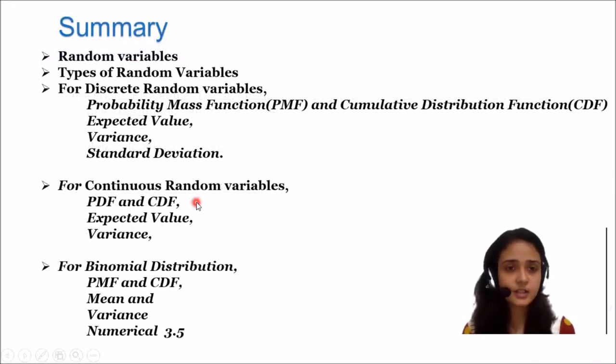Let's see the summary of this video lecture. We have seen what random variables are and the types of random variables. For the discrete random variables, we have seen the PMF, the CDF, expected value, variance, and standard deviation. Similarly, for the continuous random variable, we have seen the PDF, CDF, expected value and variance. Similarly, for the binomial distribution, we have seen the PMF, CDF, its mean, its variance, and the numerical related to the binomial distribution.